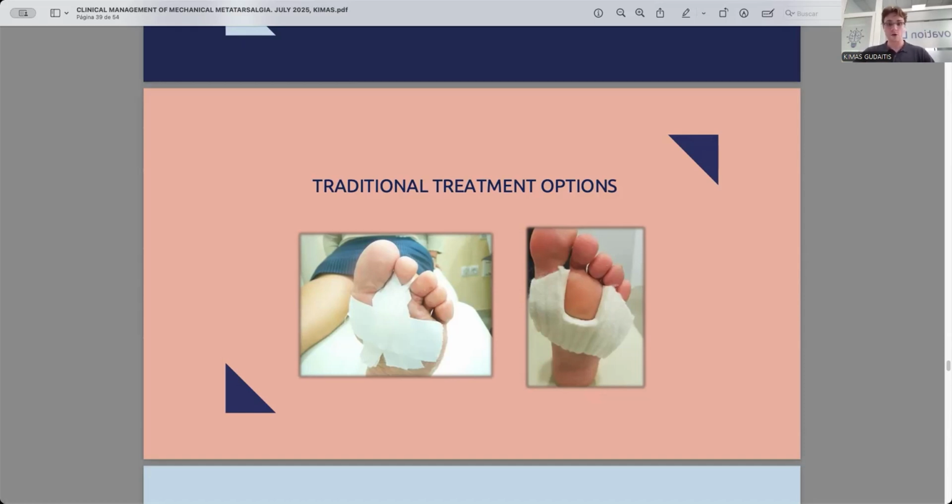As you can imagine, the horseshoe offloading, along with almond pads or metatarsal bars, are used to reduce compressive stress under the metatarsal heads in the center.